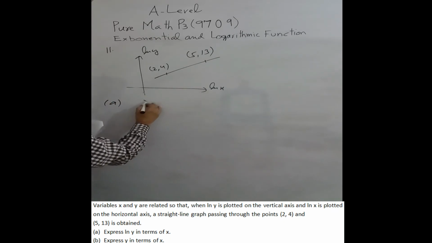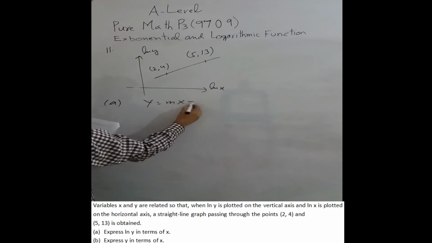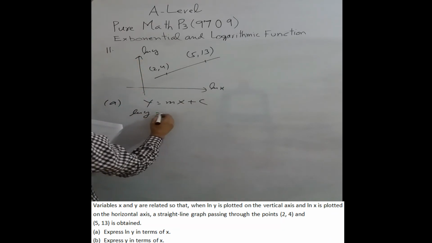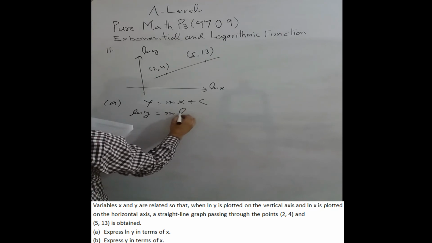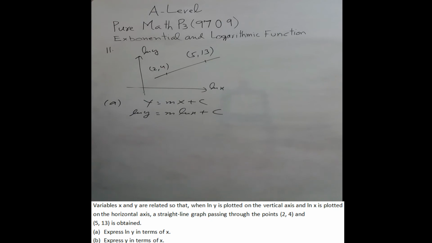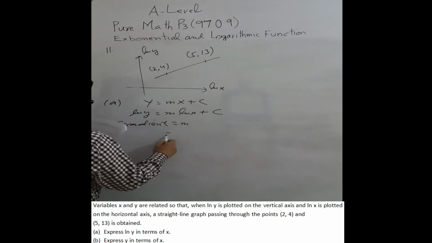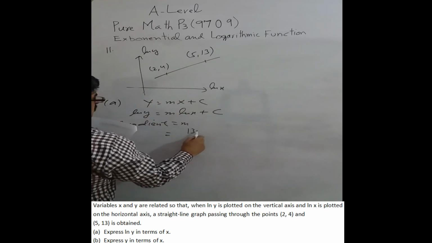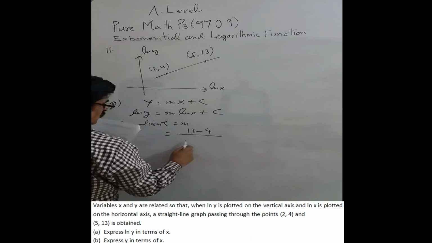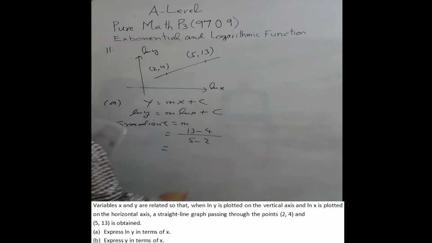So from the graph we have y = mx + c. Now your y is ln y, and x is ln x, and c is unknown. Now we find the gradient. Gradient is m, and this is equal to, you are given 2 points, (y2 - y1) over (x2 - x1).